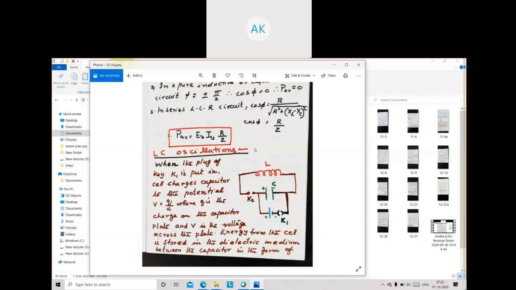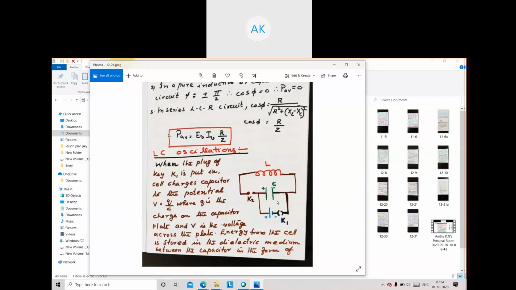LC oscillation, എന്ന് പറഞ്ഞാൽ L is the inductor, C is the capacitor. And here we charge this capacitor with the battery and the key. First step is that we charge the capacitor with the battery and the key. Close this key. What happened? This plate of the capacitor becomes positive and this plate of the capacitor becomes negative. Now charging is done. It is fully charged.